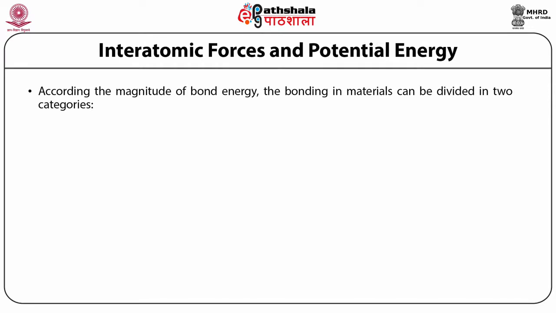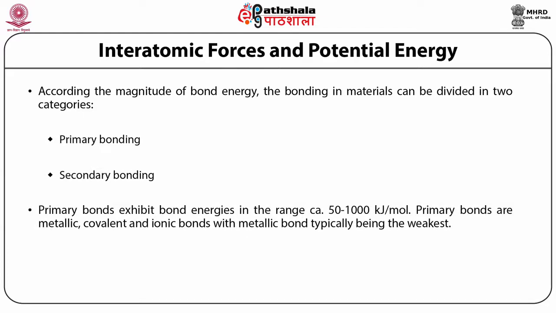Accordingly, based on the magnitude of bond energy, the bonding in materials can be divided into two categories. First is primary bonding, second is secondary bonding. Primary bonding exhibits bond energies in the range of 50 to 1000 kilojoules per mole. Primary bonds are metallic, covalent, and ionic bonds, with metallic bond typically being the weakest.